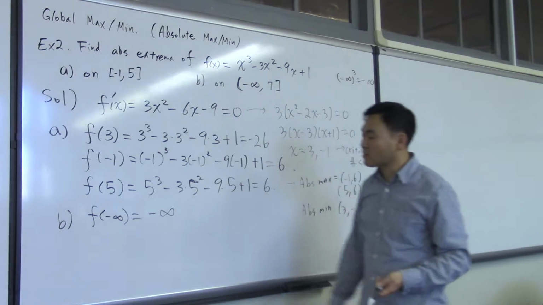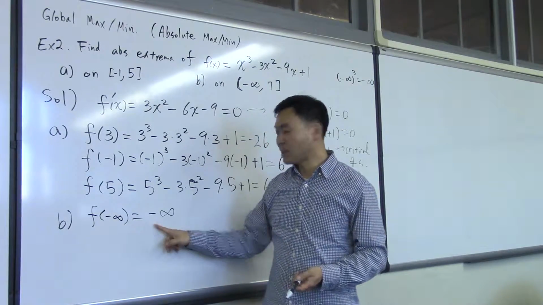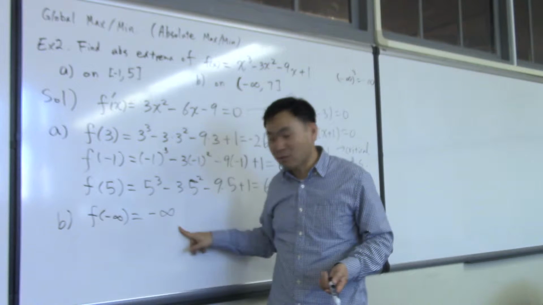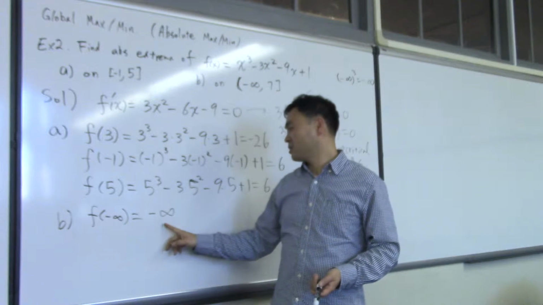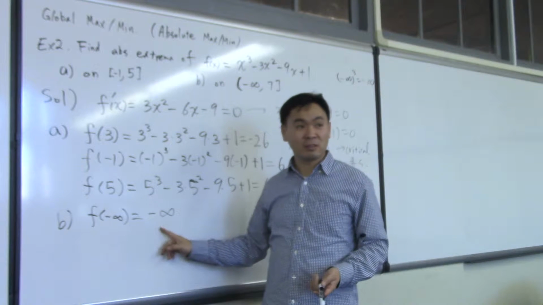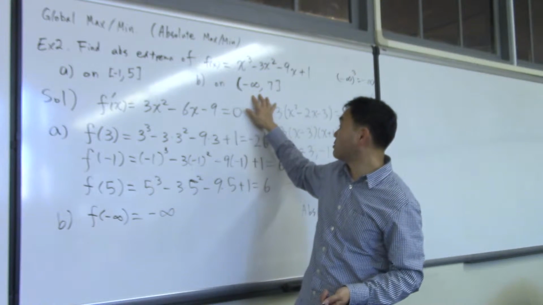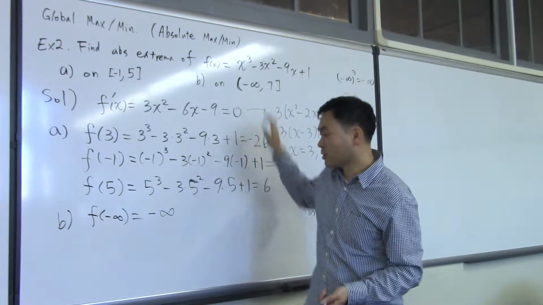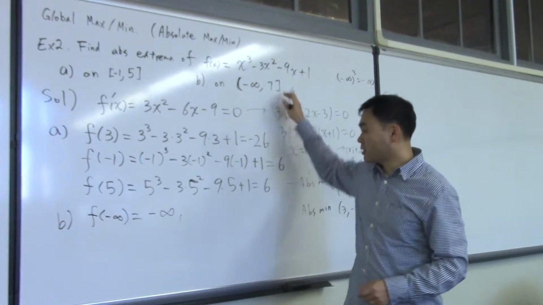And remember, this is not part of the graph. Negative infinity is smaller than any other number, but this just means that this function will not have an absolute minimum, or global minimum, on this interval. Now, what about the other endpoint?